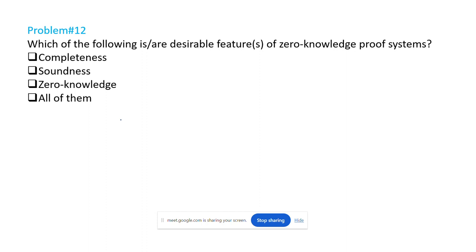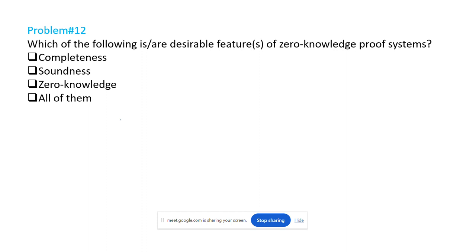This is also again a straightforward question. Which of the following is or are desirable features of a zero knowledge proof system? All of them, right? So completeness is the correctness property, that if the prover is honest and the verifier is following the protocol, so both prover and verifier are honest, then the correct proof can always be verified to be a true statement. So the verification algorithm always returns 1 on a correctly generated proof.